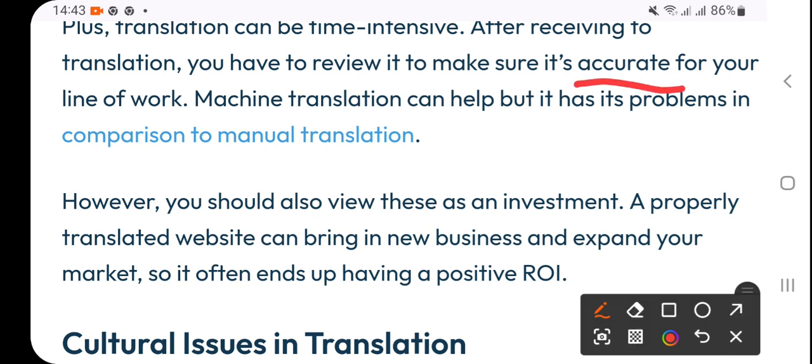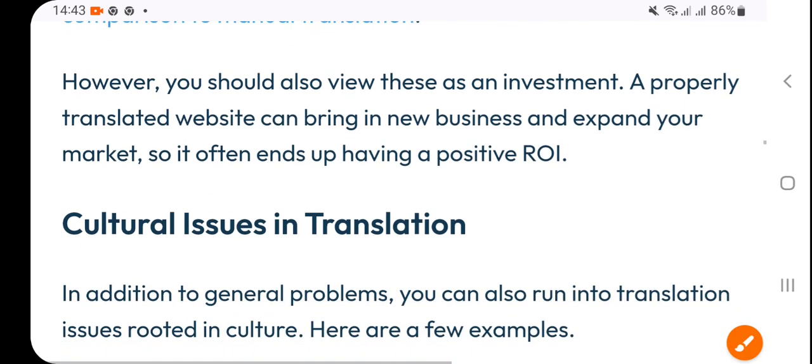And then machine translation can help, but it has problems in comparison to manual translation. However, you should also view these as an investment. A properly translated website can bring in new business and expand your market. So it often ends up having a positive ROI.